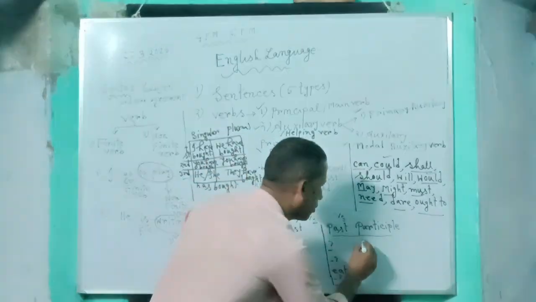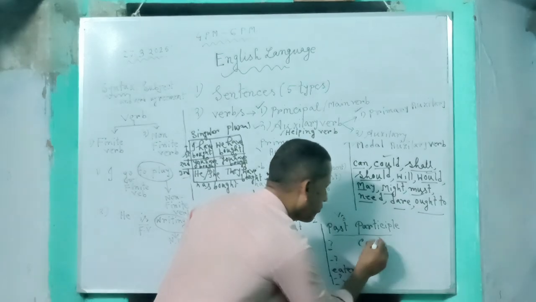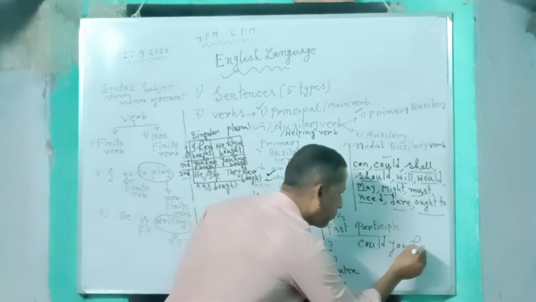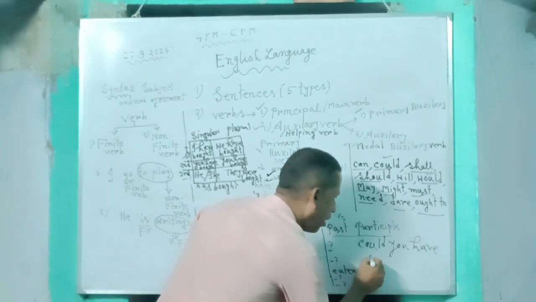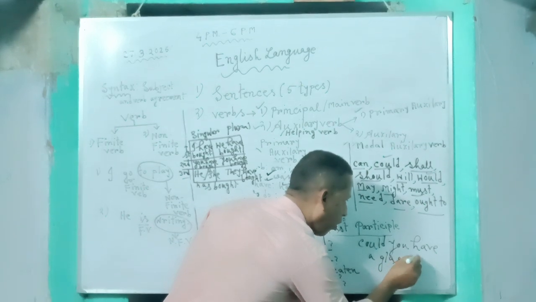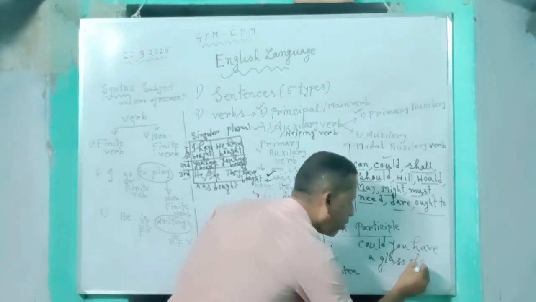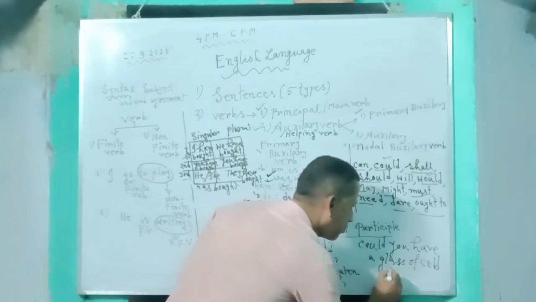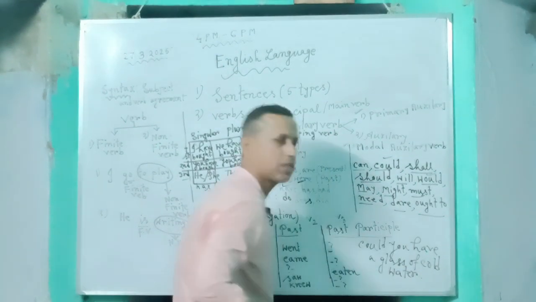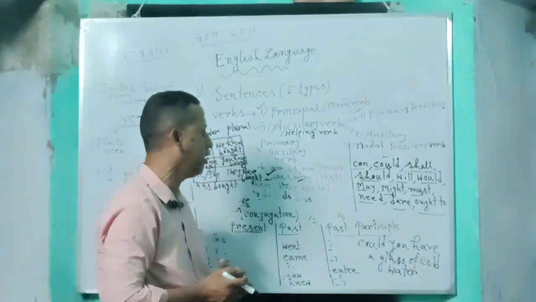The sentence is, could you have a glass of cold water? Because he is very thirsty. It is a summer season, too much humidity in the air.